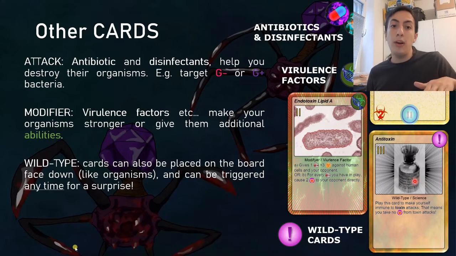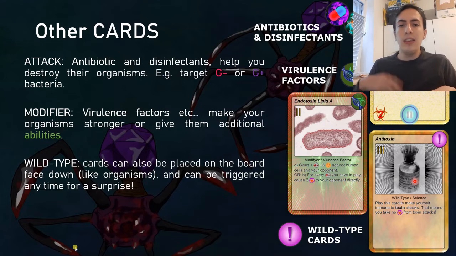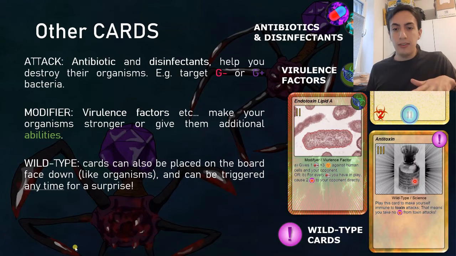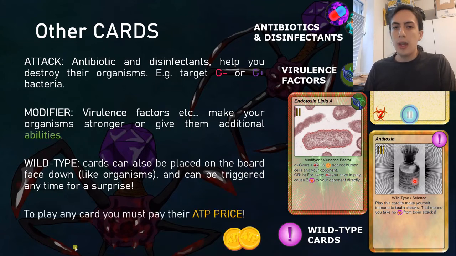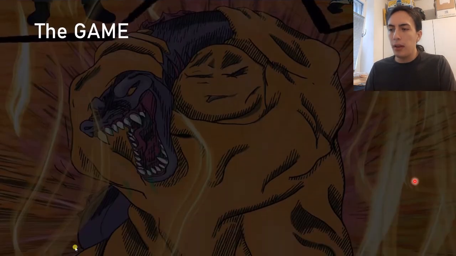uncharacterized. So your opponent might think that they're an organism. You can pay for them in one round, and then in the next round, during your opponent's turn even, you can turn them around and activate them to react to something your opponent is doing. So you can do this similar thing with organisms, so reveal them and have their ability have effect, or also with wild type cards. And these are the ways that you can react to something your opponent is doing during their turn. And again, to play any of these cards, you need to pay their ATP price.